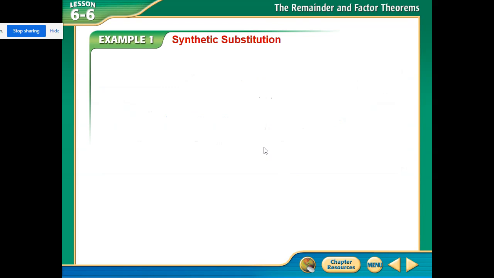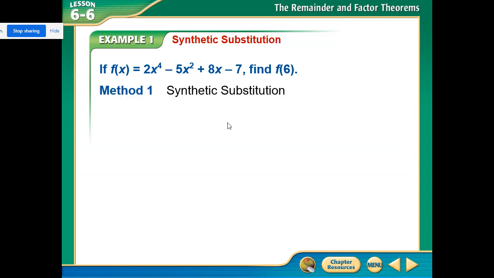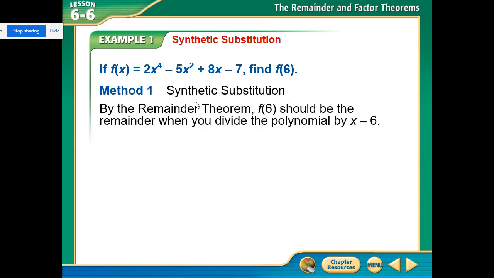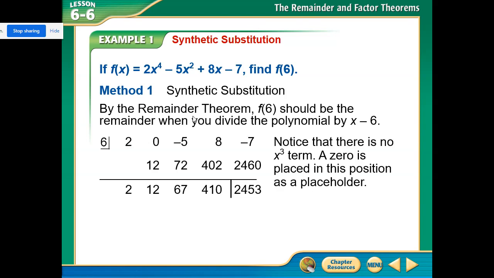Let me show you. All right, so here we have 2x to the fourth minus 5x squared plus 8x minus 7. Now if I take 6 and put it into the box, we're going to do the synthetic substitution. This is what the theorem says. Remember there's no x cubed, so I have to put a 0 there. So 2, 0, negative 5, 8, negative 7. And I go ahead and do this whole thing. I get 2,453 at the end.